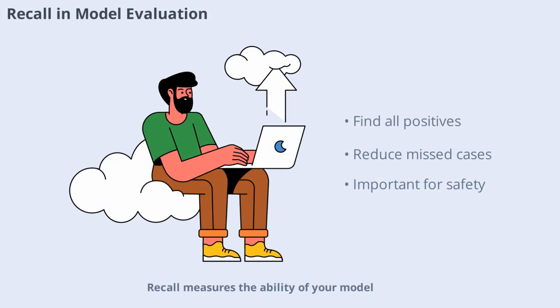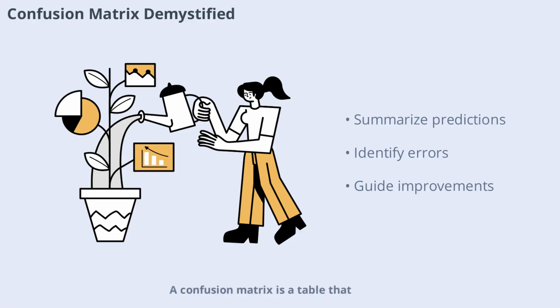Recall measures the ability of your model to find all relevant cases within a dataset. It's the proportion of actual positives that are correctly identified. High recall is crucial when missing a positive case is more serious than a false alarm, such as in disease screening or fraud detection.